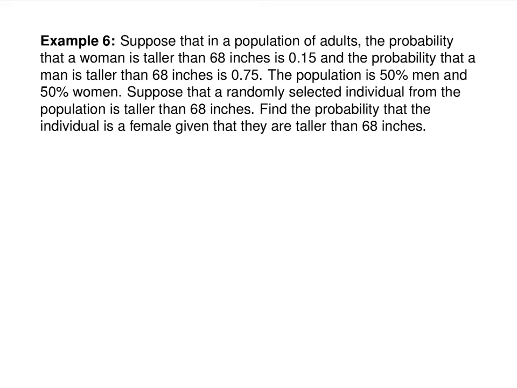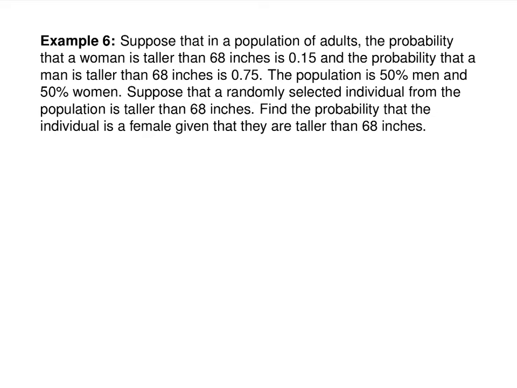Okay, so here's the example. Suppose that in a population of adults, the probability that a woman is taller than 68 inches is 0.15, and the probability that a man is taller than 68 inches is 0.75. Those are actually conditional probabilities. It's the probability of taller than 68 given female, or taller than 68 given male. Does that make sense? That's what we were told. We know something about you, that's what we're given, and we know something about the probability of being tall. And the population is half men and half women.